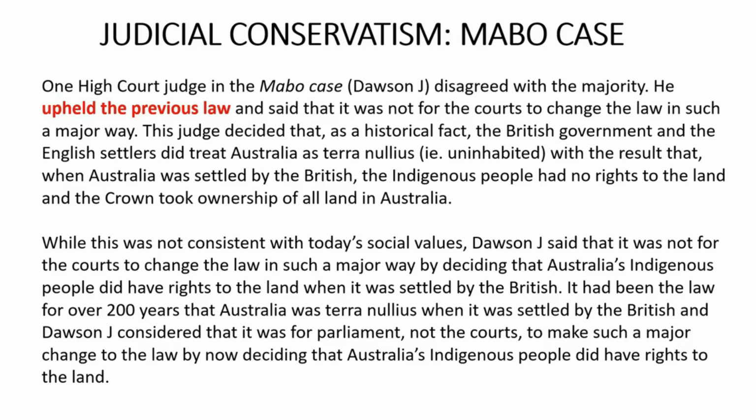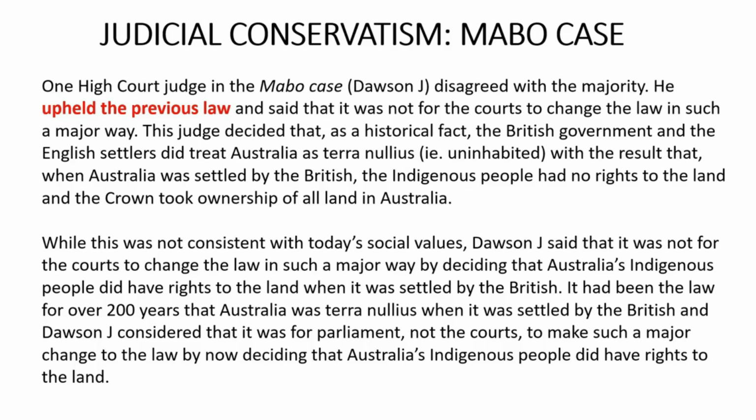As I say, Justice Dawson wasn't being racist, but he was very cautious about making such a major change to the law by overturning the common law rule that Australia was terra nullius, that is, uninhabited, when it was settled by the British. Justice Dawson took the view that it was for Parliament, not the courts, to change the law in this way. As I've explained in the context of the previous slide, a real risk of judicial activism is that it involves unelected judges making major changes to the law.